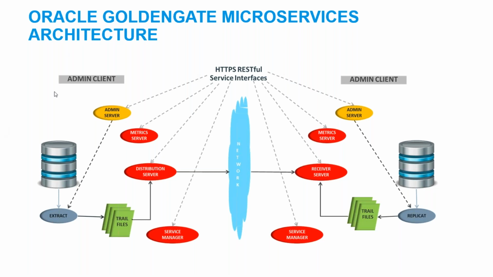Now, along with these four services, you have a service manager. As the name suggests, this service manager manages all the services. Service manager has all four services under it, like admin server, performance metric server, distribution server, and receiver server. So service manager manages all these services in your environment. Then you also have admin client in microservices, which is the equivalent of GGSCI of classic. So microservices is not only GUI, along with that you can configure from the command prompt as well using admin client.